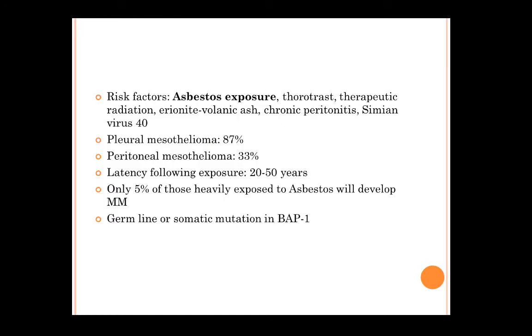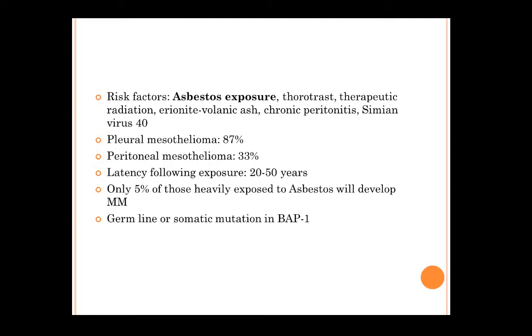Asbestos exposure is the most significant risk factor for developing mesothelioma, and this association is higher in pleural compared with peritoneal mesothelioma. About 87% of the cases of mesothelioma arise from the pleural cavity. However, only about 33% of the patients with peritoneal mesothelioma have a previous history of asbestos exposure.